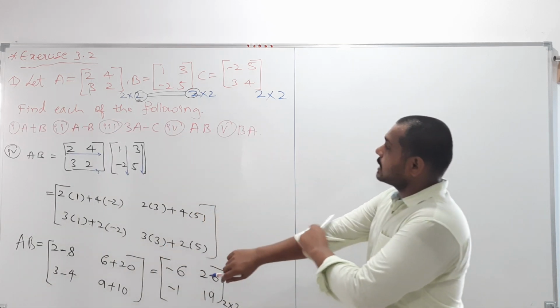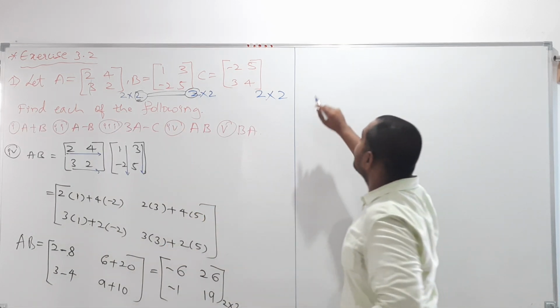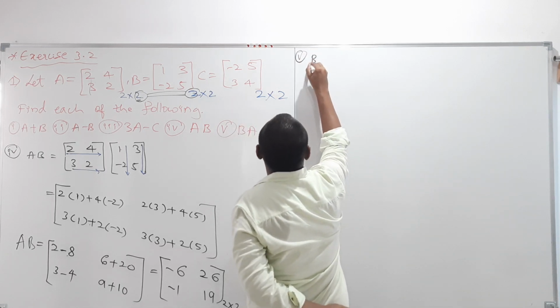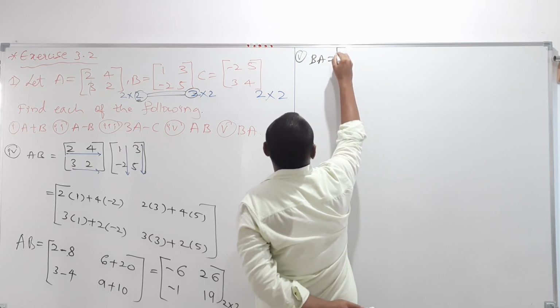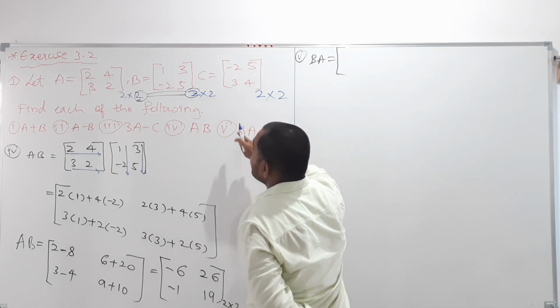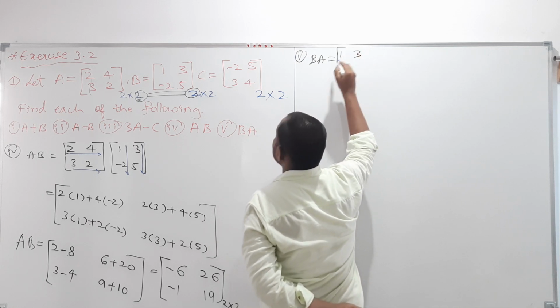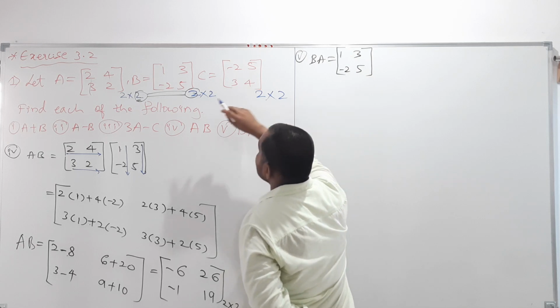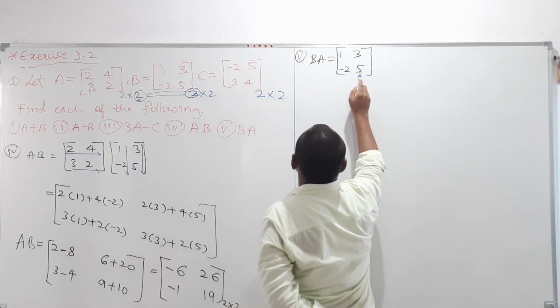Next we are going to discuss BA, my dear students. So how to multiply BA? Next, the fifth one, BA. So BA is equal to, what is matrix B? B is 1 3, minus 2 5. So B is 1 3 minus 2 5.